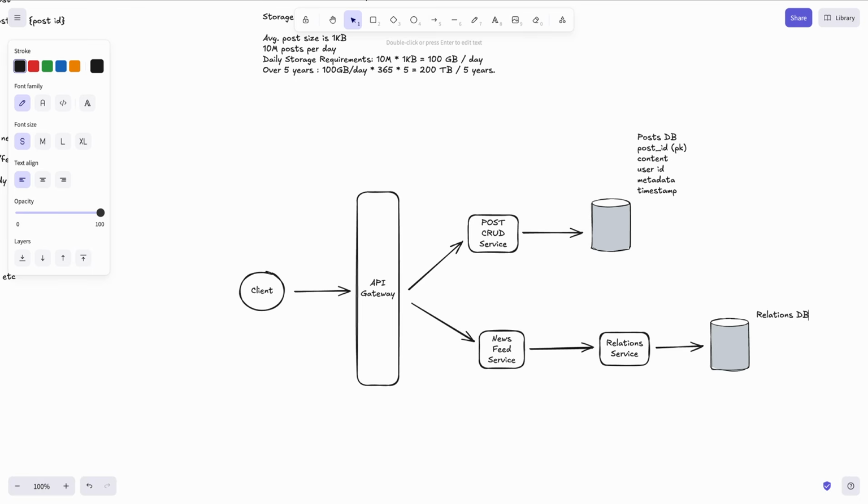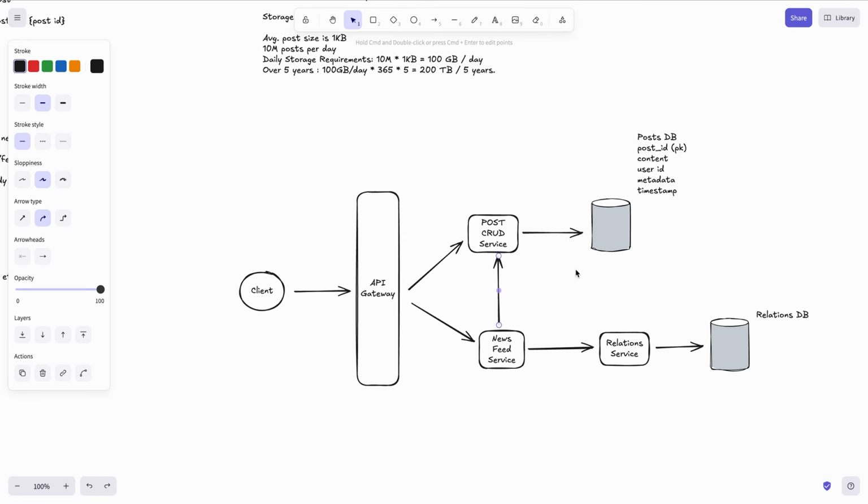So once the newsfeed service has the list of follower IDs from the relations service, it then goes to the post cred service to get the latest posts for each of those users. This process of retrieving posts for each user is called fan out, and since it happens when we read the post, we call this fan out on read.